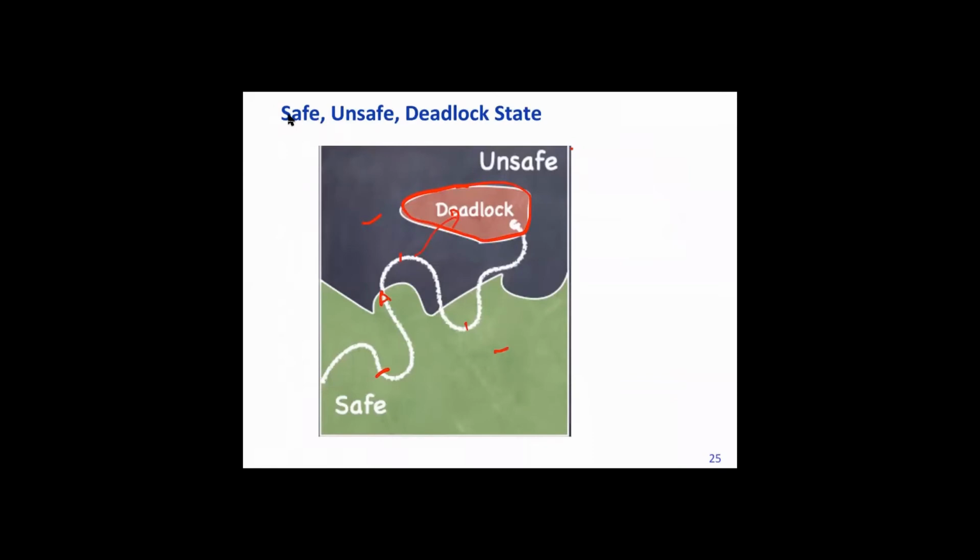All right, so that's the theory. When the OS is granting resources to any thread, it must see whether it is getting into an unsafe state or not. If it is getting into an unsafe state, then it can delay granting of resources until resources become available. That's the theory.